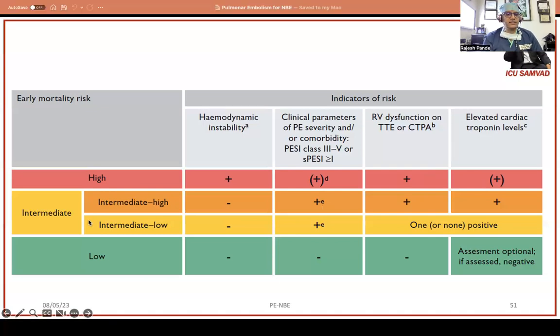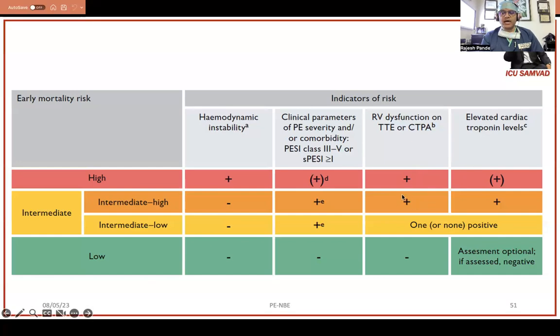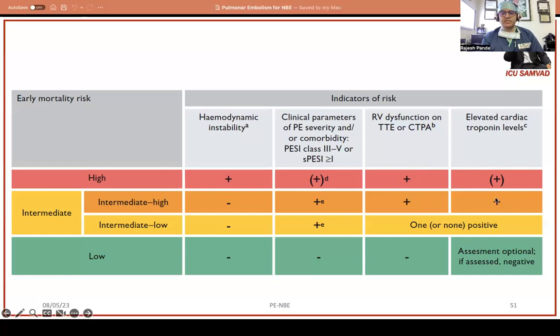When you look at the intermediate levels, now the patient is hemodynamically stable, but the PESI severity index is high. It's on simplified more than or equal to 1 and/or class 3 to 5. And RV dysfunction and elevated cardiac enzymes are present. If both are present, we call it intermediate high. If one of these is present, we call it intermediate low. In low, every patient is hemodynamically stable. The severity is very low. Echo is normal. CTPA is normal. So cardiac enzymes are also normal.